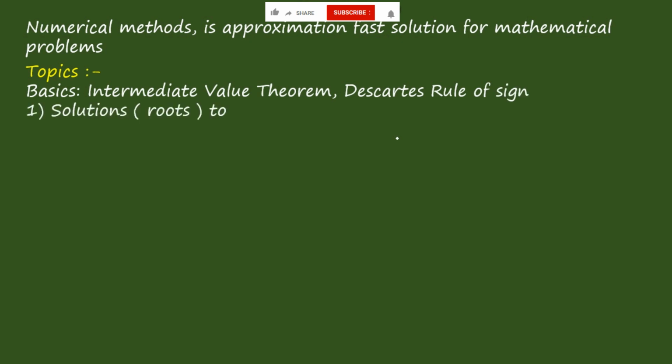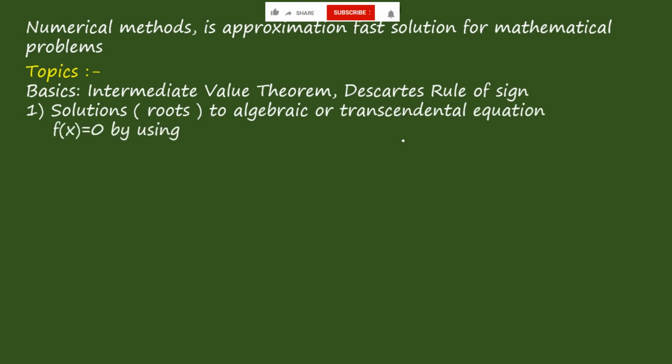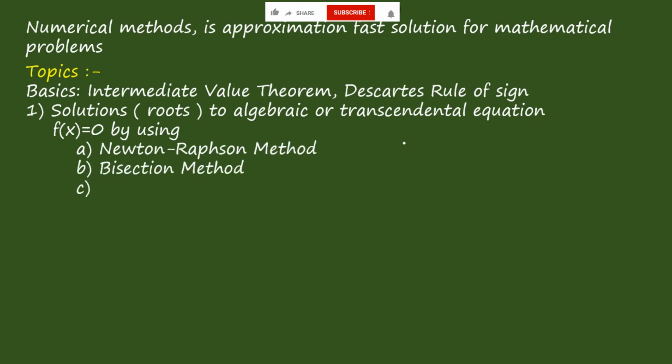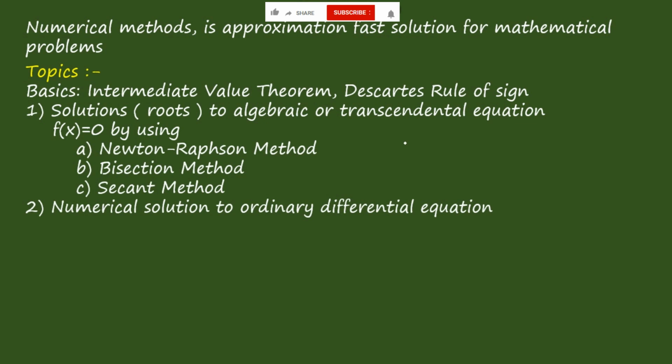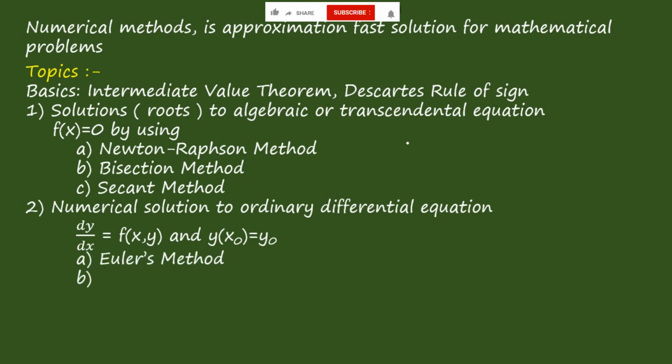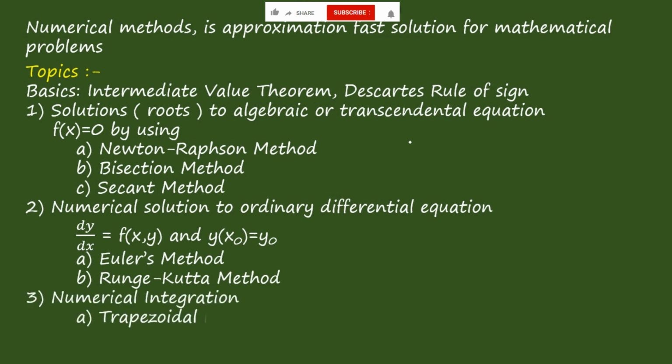For the solution of algebraic equations like f of x is equal to 0, we'll be solving by using the Newton-Raphson method, bisection method and secant method. To solve differential equations like dy by dx is equal to f of x comma y, we'll be using Euler's method and Runge-Kutta method. Coming to integration, we'll be using the trapezoidal rule and Simpson's rule. We'll be looking at the different topics and solving a few problems on them.